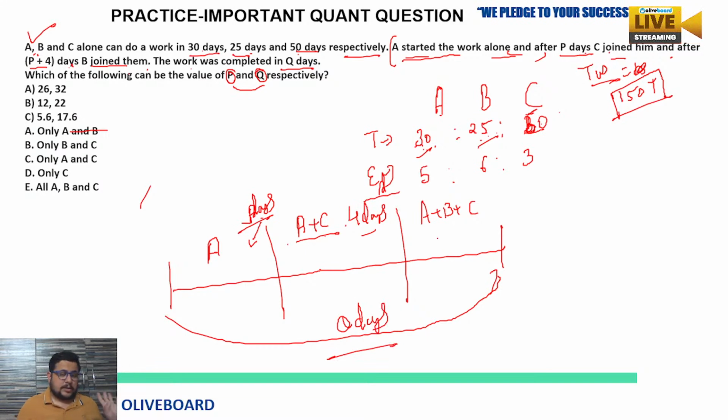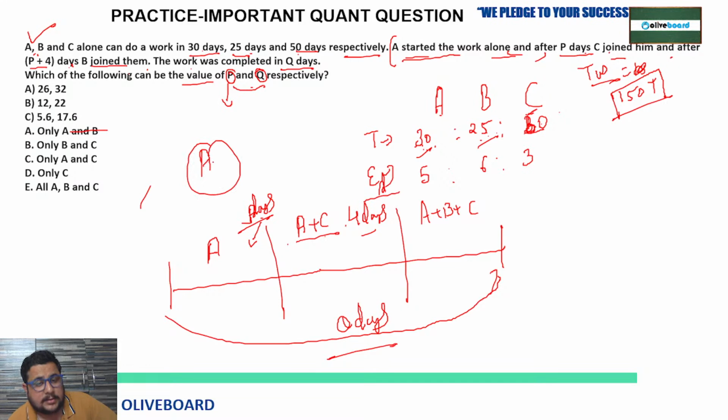This is what is given. Now you can think about what data is given here and how I will start the question, because the question asks which of the following can be the value of P and Q. P is the time taken by A at the start. After P days only C joined the work, so that is the initial work done by A. Now Q is the time taken by them to complete the total work, that is Q days. And these are the options which are given here.